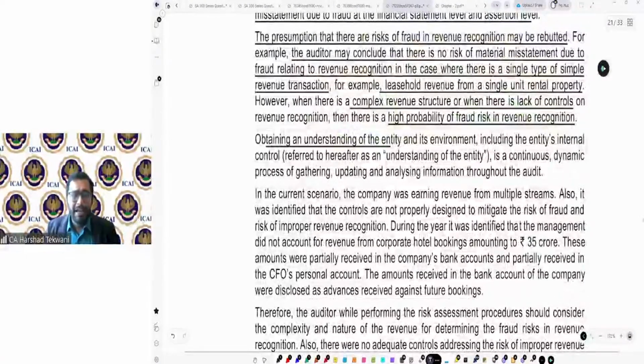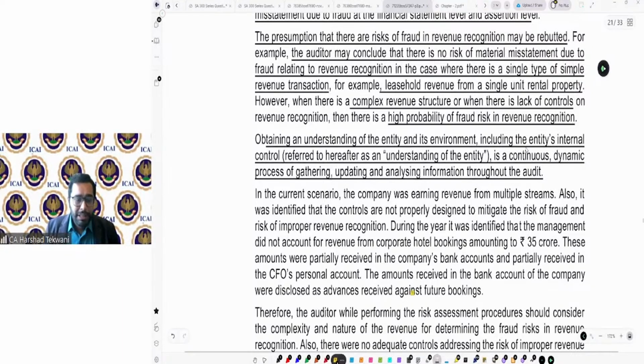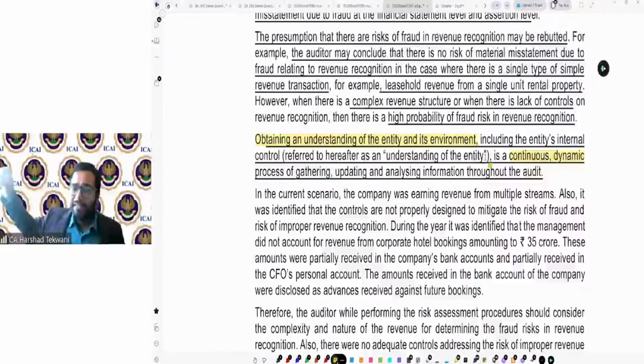On obtaining an understanding of the entity and its environment, including internal controls, it is a continuous and dynamic process of gathering, updating and analyzing the information throughout the audit. Continuous and dynamic process of obtaining an understanding of an entity and its environment. Remember in our Excel also, once we identified there is a fraud, there are fake invoices, we'll go back and we'll revise our risk. It's a continuous and dynamic process. We will not stop there.